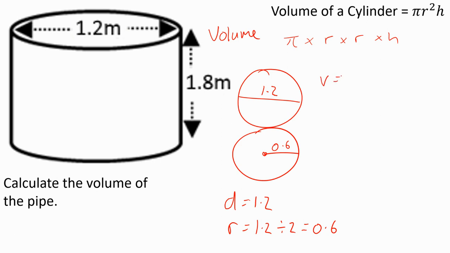So if I was doing the volume here, I would go pi in my calculator times 0.6 times 0.6 times the height, which I can see from my diagram is 1.8. And I'm just going to chuck that in there now. Pi times 0.6 times 0.6 times 1.8. And I get a big number here, 2.035752, and it keeps going.